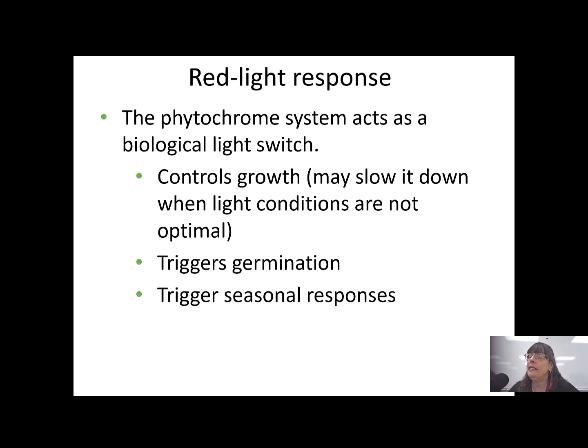Okay, number 17 just says to list the 4 ways that plants respond to light. So the red light response is the first one. All you have to do is write red light response. So the phytochrome system is going to act like a biological switch. It's going to control growth so it can slow it down if light conditions are not optimal. So if they don't have enough access to light for photosynthesis, they will slow the growth down. It can also trigger germination and seasonal responses.